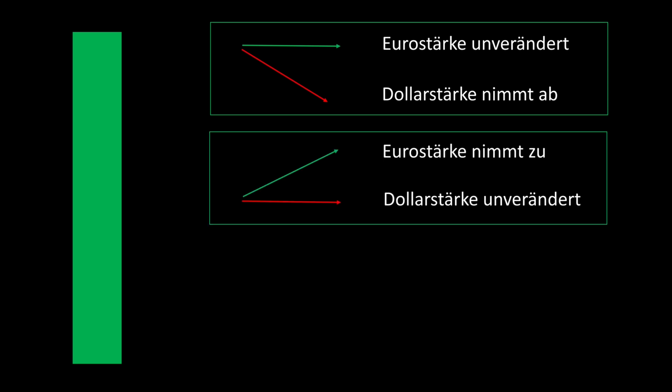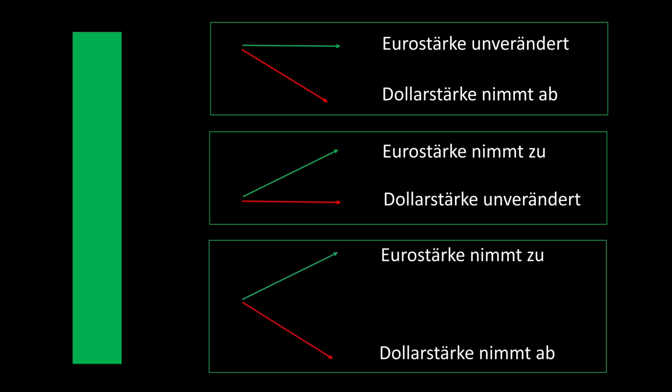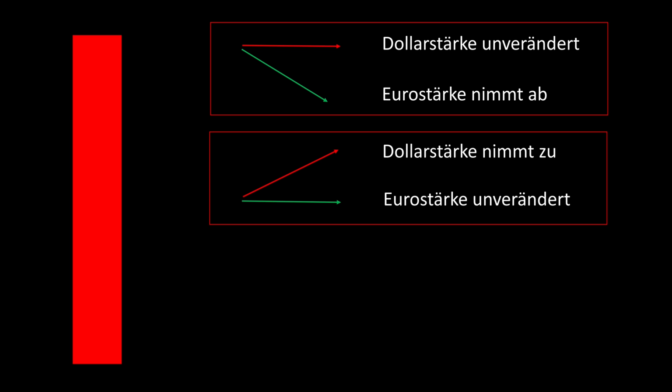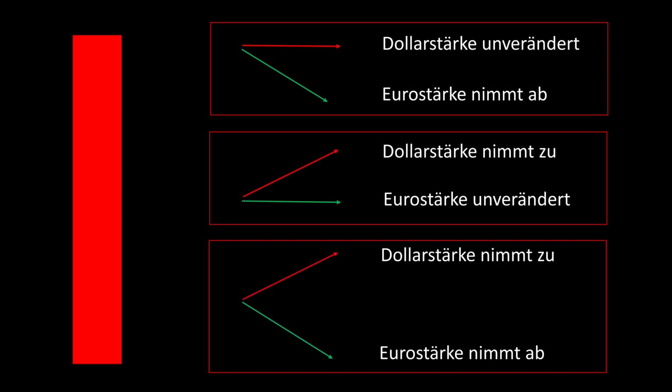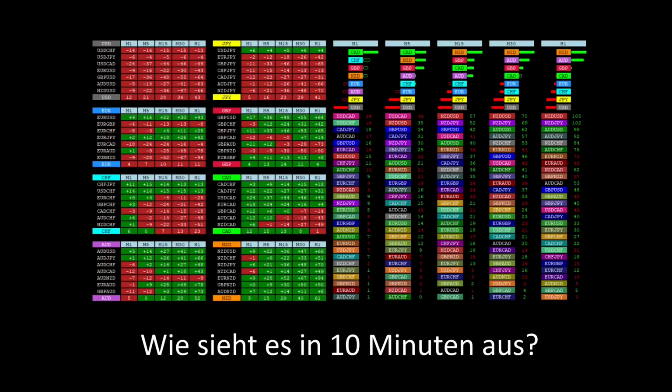When a bullish candle is formed, there are theoretically three starting situations. The strength of the euro remains unchanged while the dollar weakens. The strength of the euro increases while the strength of the dollar remains the same. The strength of the euro increases while the strength of the dollar decreases. These three initial situations also exist with a bearish candle. The strength of the dollar remains the same while the strength of the euro decreases. The strength of the dollar increases while the strength of the euro remains the same, and the strength of the dollar increases while the strength of the euro decreases. This situation would accelerate the downward movement more.